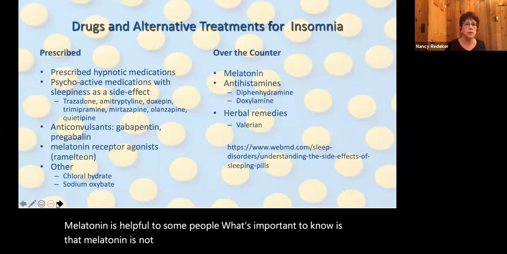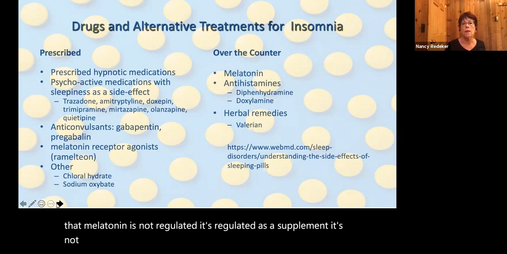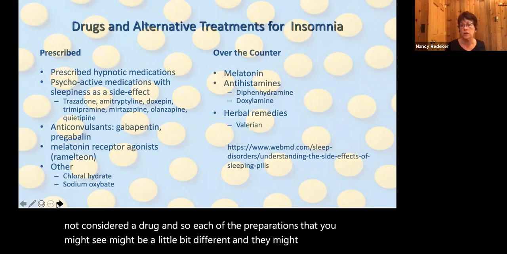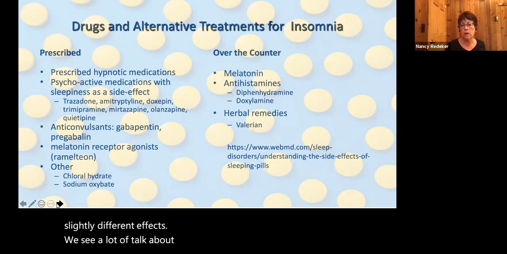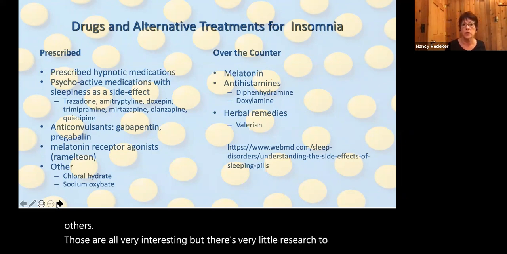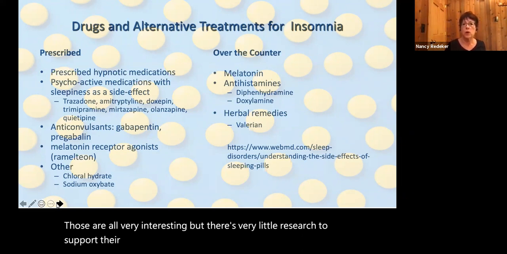It's regulated as a supplement. It's not considered a drug. And so each of the preparations that you might see might be a little bit different, and they might have slightly different effects. We see a lot of talk about herbal remedies, things like valerian and others. Those are all very interesting, but there's very little research to support their usefulness. So these are important alternatives.